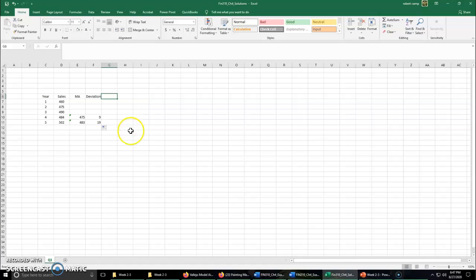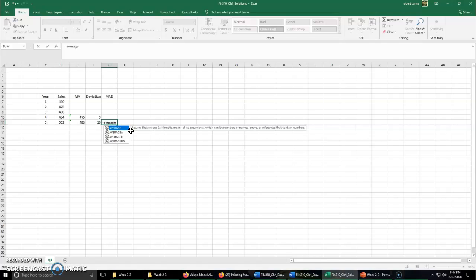And so the mean absolute deviation is only going to be based on 2 data points. So let's average them together. And so our mean absolute deviation is 14.